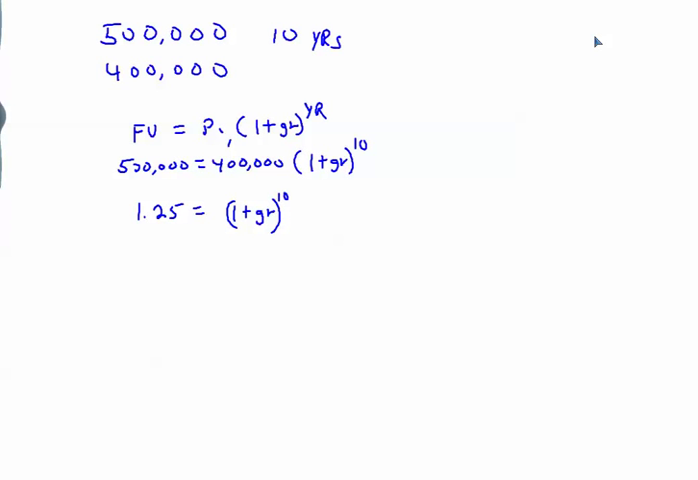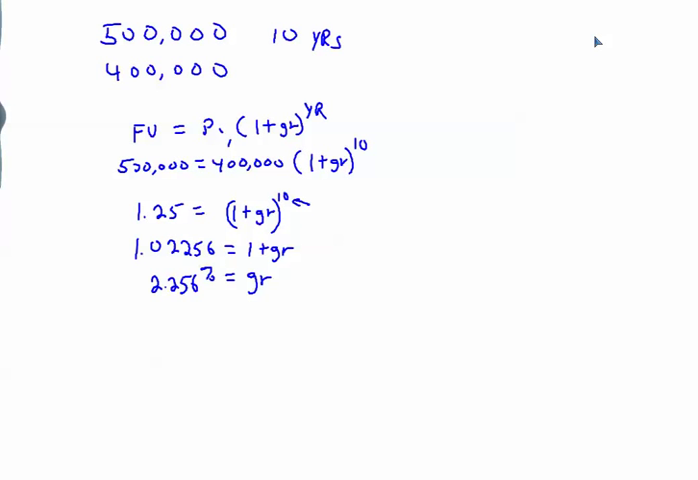Okay, so now I have to take the 10th root of both sides to get rid of that 10 right there. So take the 10th root of both sides. I get 1.02256 equals 1 plus the growth rate. And then if I subtract 1 from both sides and multiply by 100 to get into percent, I get the growth rate is 2.256%.